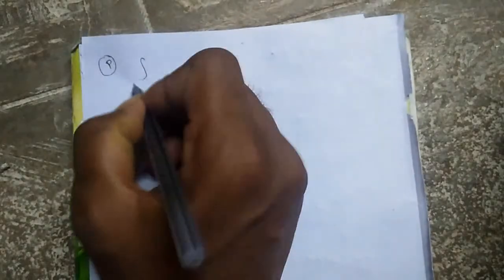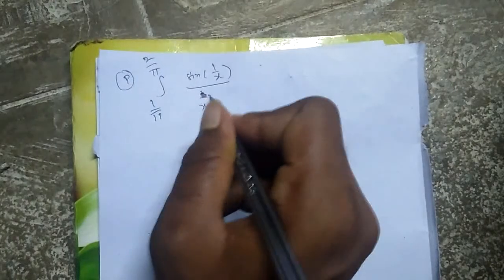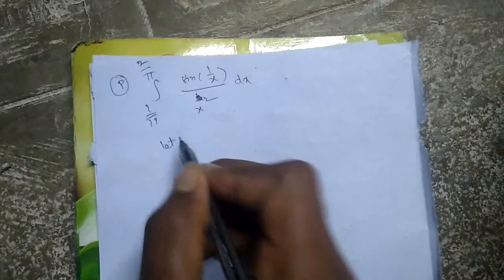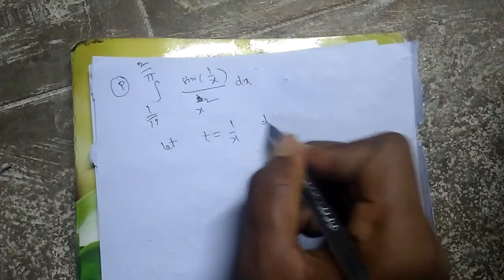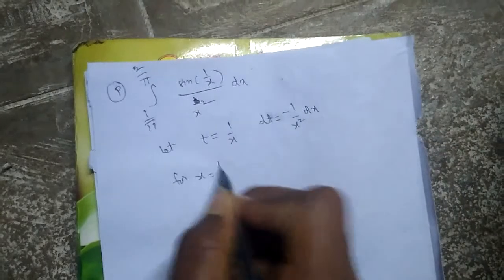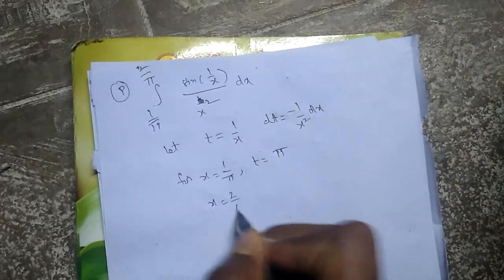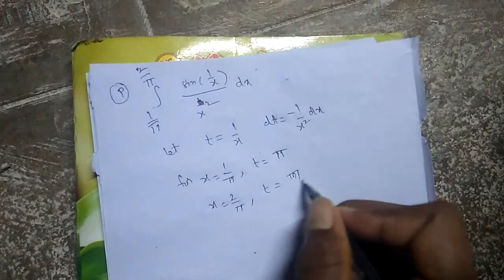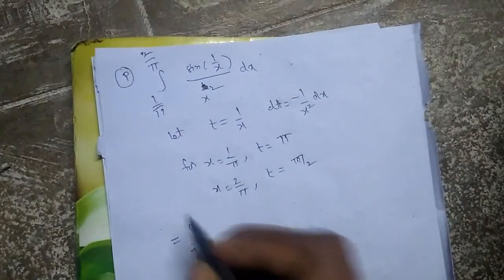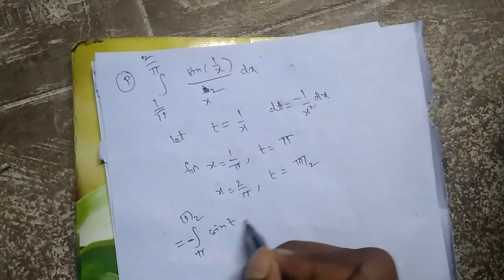Our next problem is the integral from 1 by pi to 2 by pi of sin(1 by x) by x square dx. Here let us take t is equal to 1 by x, dt is equal to minus 1 by x square dx. For x is equal to 1 by pi, t is equal to pi. For x is equal to 2 by pi, t is equal to pi by 2. Now convert: it is pi to pi by 2 of sin t, minus dt.